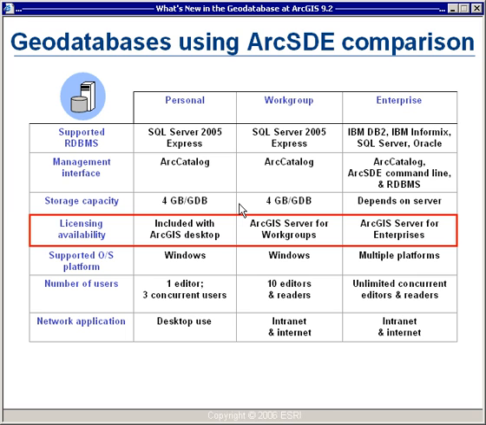In terms of licensing, personal geodatabases require either an ArcEditor or an ArcInfo license. Workgroup will need the ArcEditor or ArcInfo license plus the workgroup level of ArcGIS Server. Enterprise requires the enterprise level of ArcGIS Server plus your regular DBMS licenses.